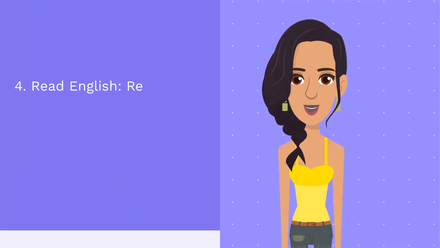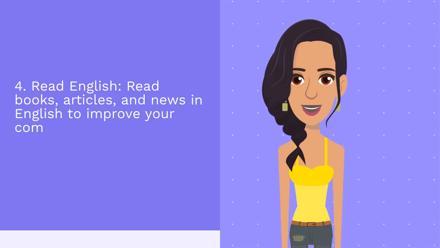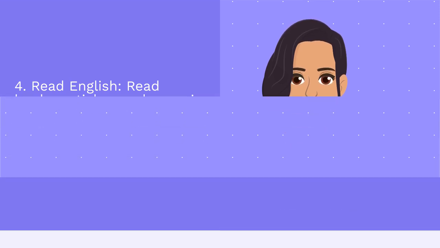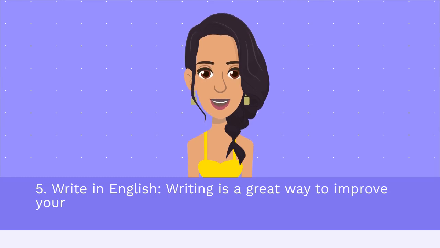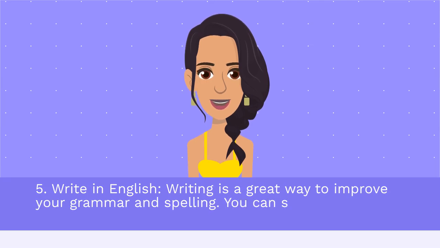4. Read English. Read books, articles, and news in English to improve your comprehension skills and expand your vocabulary. 5. Write in English. Writing is a great way to improve your grammar and spelling. You can start by keeping a journal or writing emails in English.